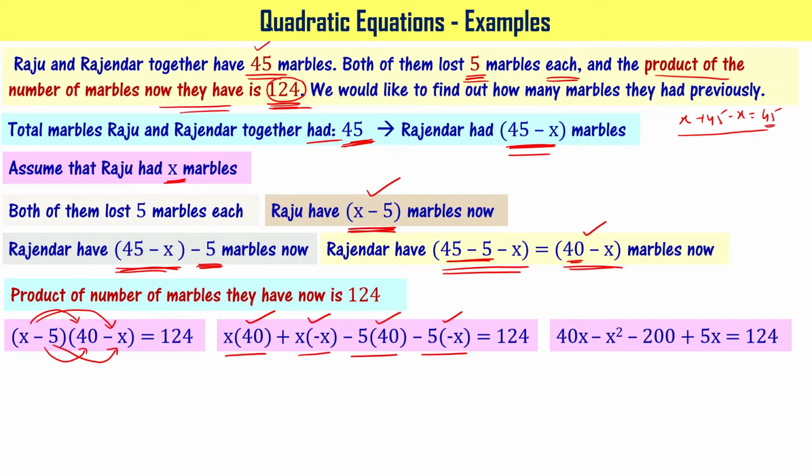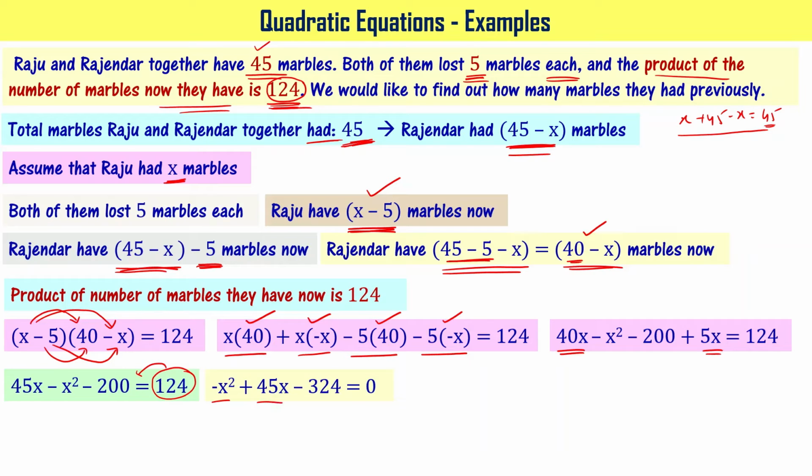Now look at this. I have 40x and 5x, right? I can club these two. When I do that, I can write the equation as 45x minus x square minus 200 equal to 124, right? I can take this minus 124 to the other side. When I do that, it becomes minus x square plus 45x minus 324 equal to 0, right?